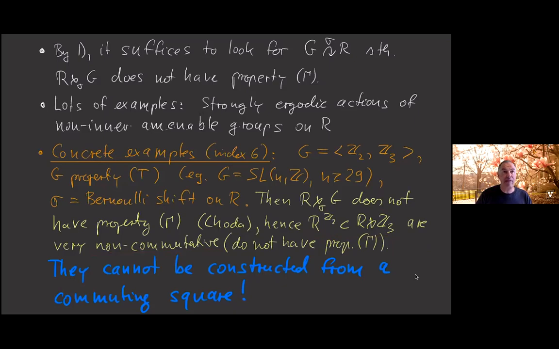And in particular, what that means, and I think this is the big surprise of this story, is that there are subfactors of the hyperfinite II_1 that cannot be constructed from commuting squares, in the way I described before. So there is no way you can find some kind of commuting square that will approximate such a subfactor, because that would result in a very commutative subfactor. Okay, I stop here.